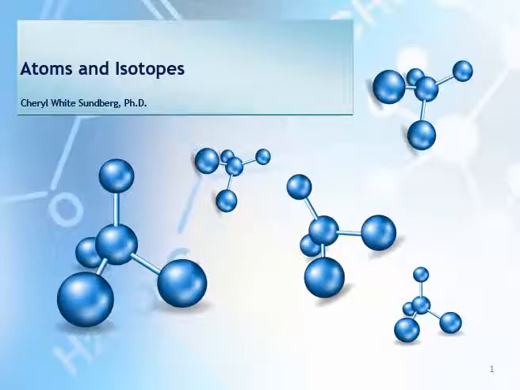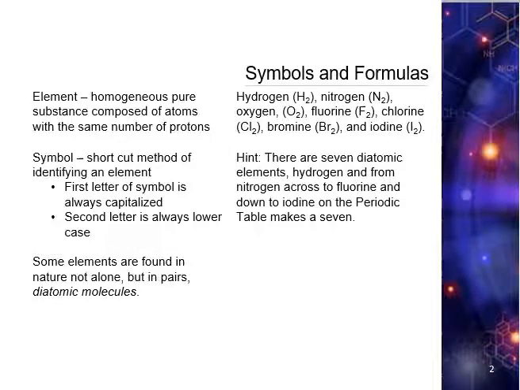Atoms and isotopes. An element is a homogeneous pure substance composed of atoms with the same number of protons. A symbol is a shortcut method of identifying an element. The first letter of a symbol is always capitalized. If the symbol has a second letter, the second letter is always lowercase.